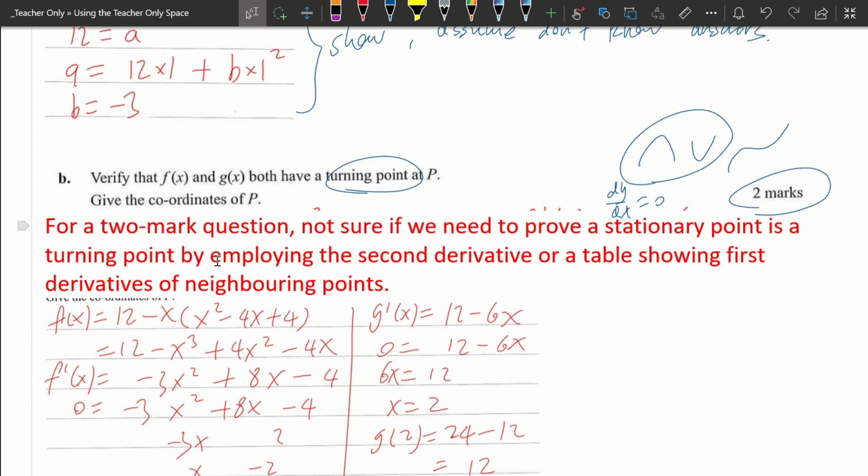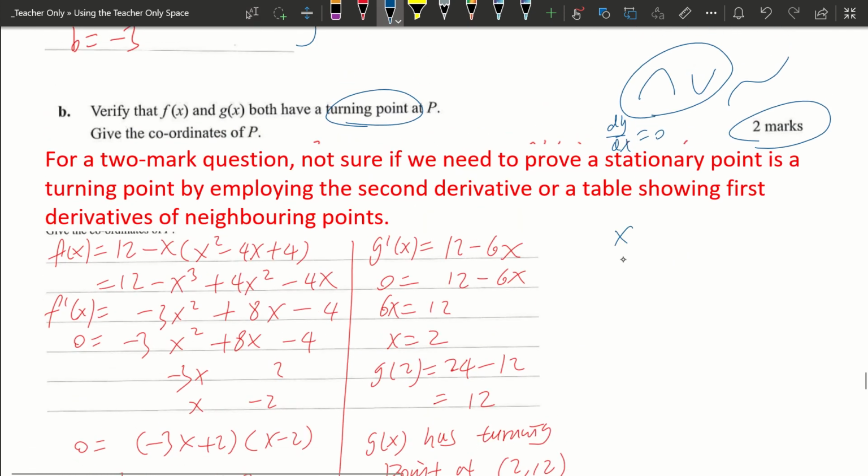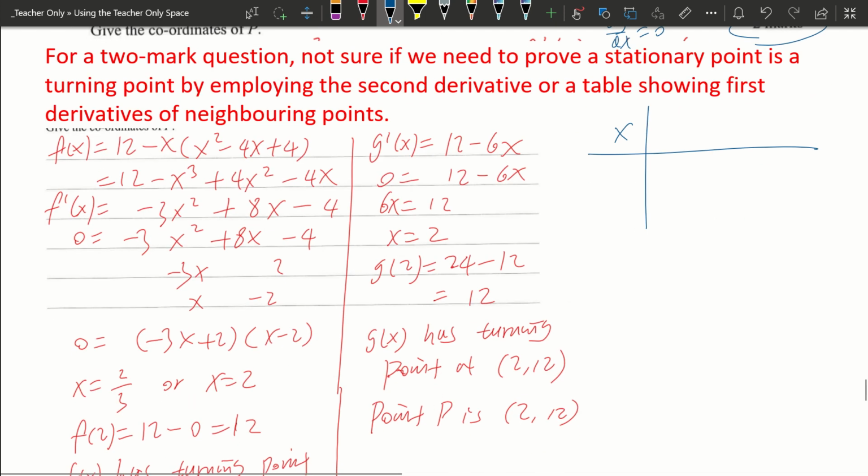That's the common way of doing it. The most common, and to me the way that makes the most sense, is to use the second derivative to prove the nature of the stationary point. But that's not in the study design, so I wasn't sure if we needed to do that, or do a little table to show the nature of the stationary point. What I mean by that is a table like this. So you've got an x value, and then you have your actual answer. What's my answer here?